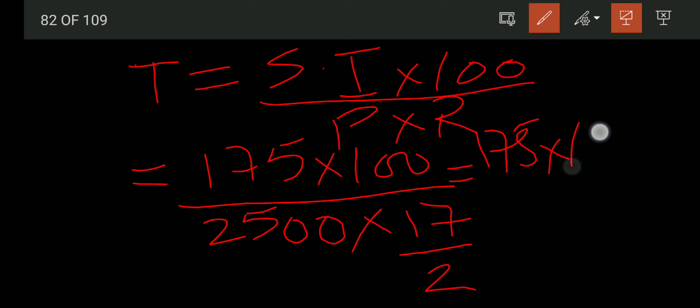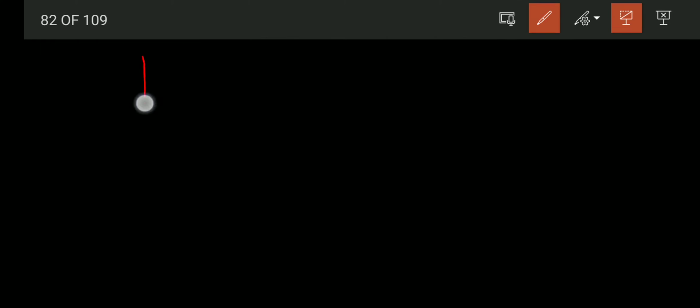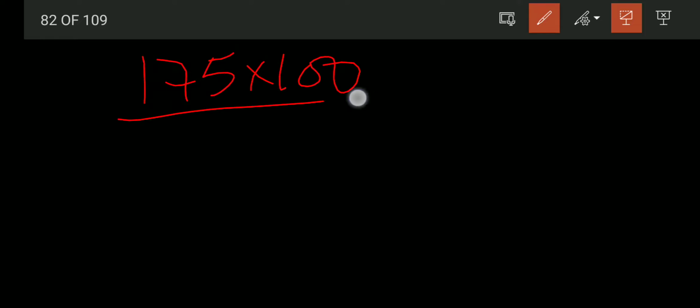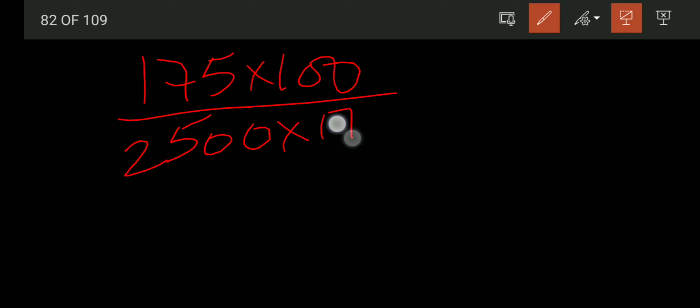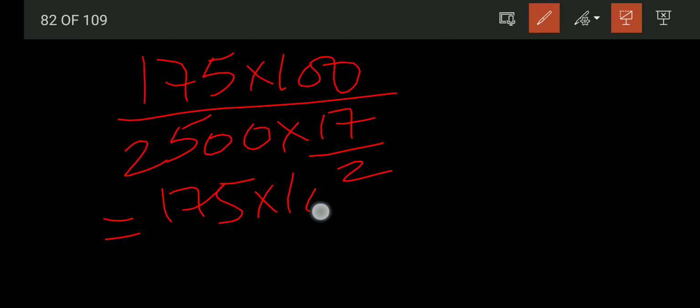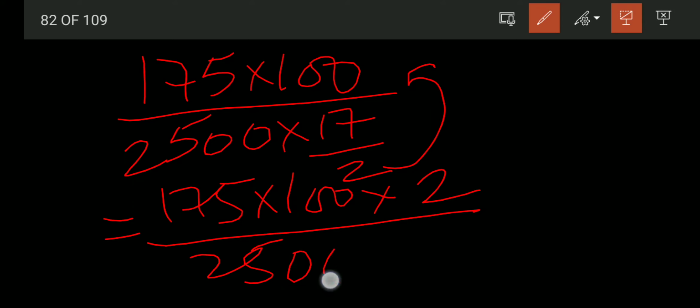Now when we write such an equation, it becomes 175 into 100 divided by 2500 into 17 by 2. So this will become 175 into 100. This 2 will go up. So it will be into 2 divided by 2500 into 17. This means the denominator becomes the numerator and goes up.